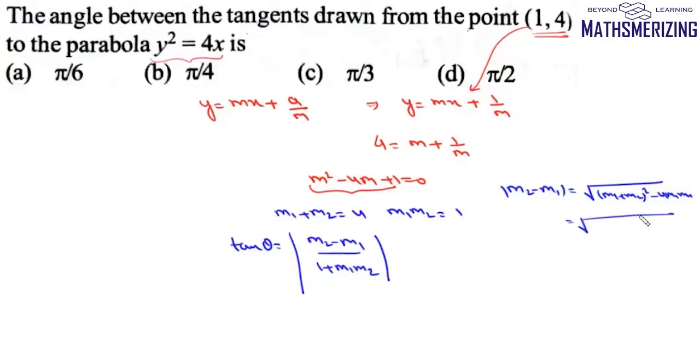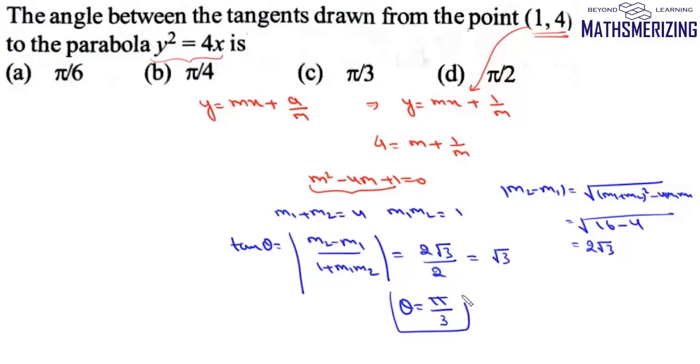So it'll be 16 minus 4, which is 12, which is 2 root 3. So tan theta will be 2 root 3 upon 2, which is simply root 3. So in this case, the value of theta simply will be pi by 3. And that's your option number C.